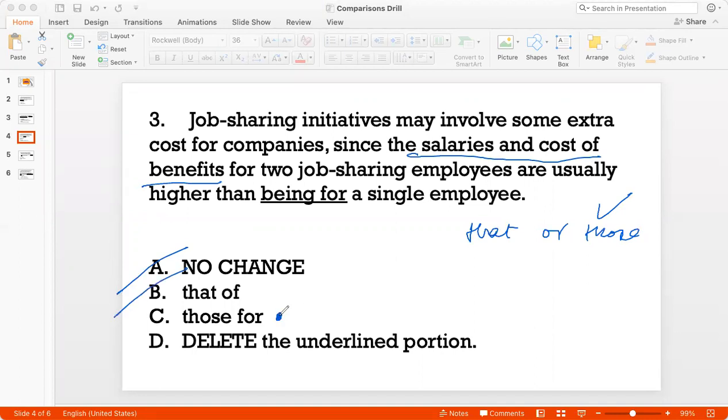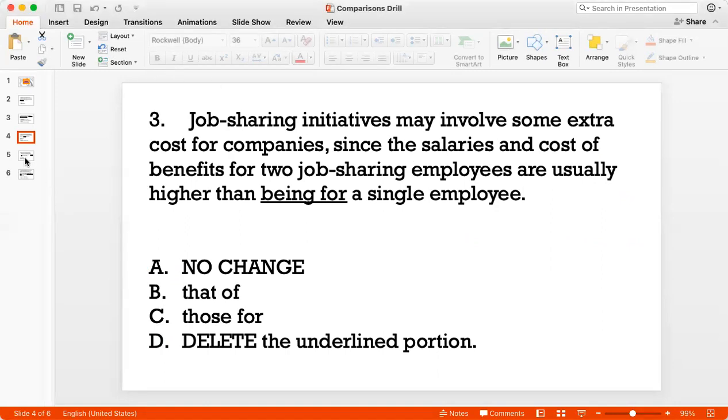I like option C because option C says those for a single employee. Salaries and cost of benefits for two employees are higher than those for a single employee. If I delete the underlined portion, it creates a comparison mismatch because then it would be saying salaries and cost of benefits for two employees are higher than a single employee. And I cannot compare salaries and cost of benefits with employee. I have to compare salaries and cost of benefits for one with salaries and cost of benefits for the other. So the pronoun those conveys that correctly, and so the right answer is option C.